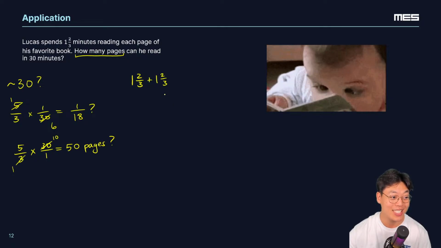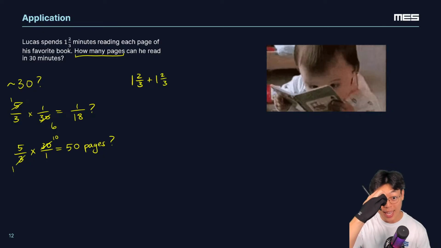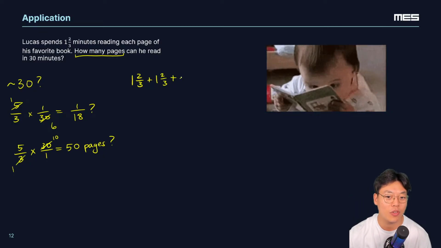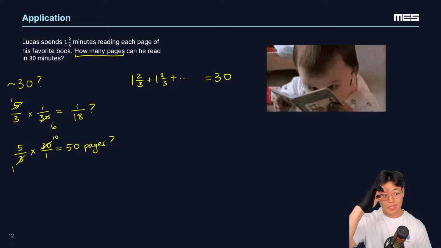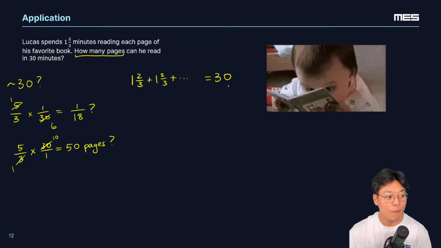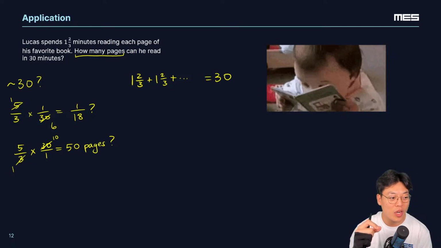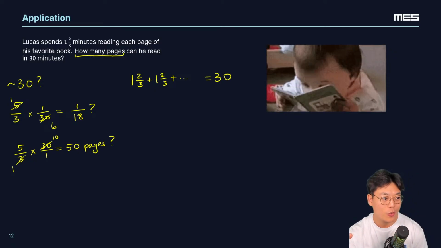Yes, because of the fraction, this is getting a little confusing. So after 2 iterations of this, 1 and 2/3 plus another 1 and 2/3, now we've read 2 pages. Now what if we kept adding 1 and 2/3 until we got to 30 minutes? How many times do we need 1 and 2/3 minutes to get to 30? If we answer that question, do you believe that we'll get to the total number of pages? How many times does 1 and 2/3 go into 30?